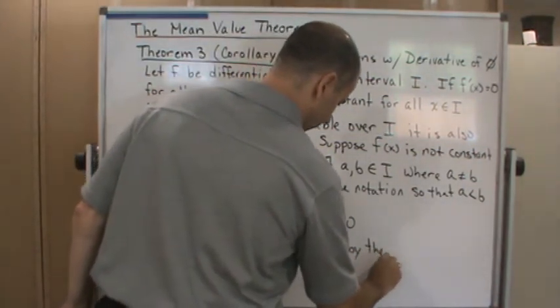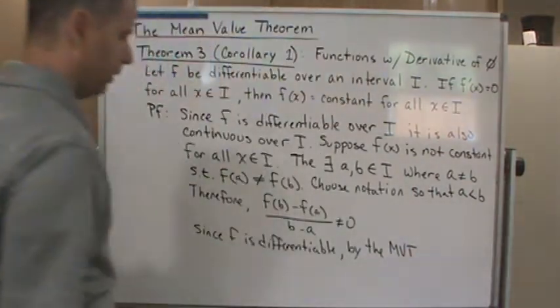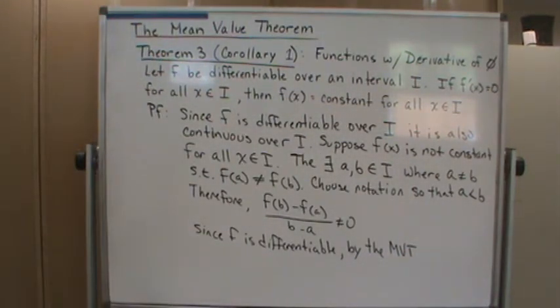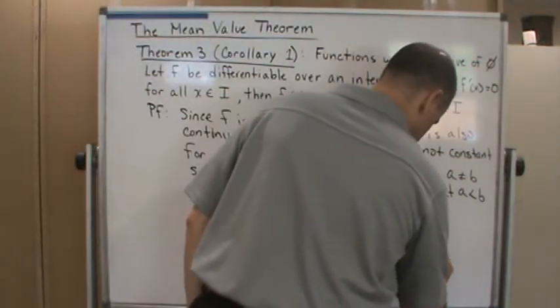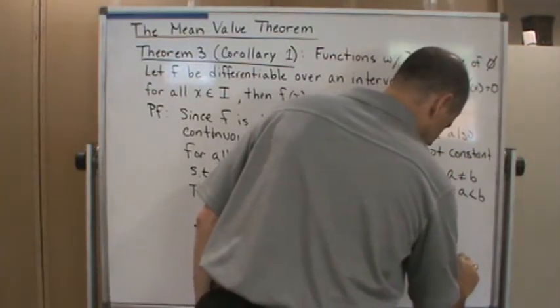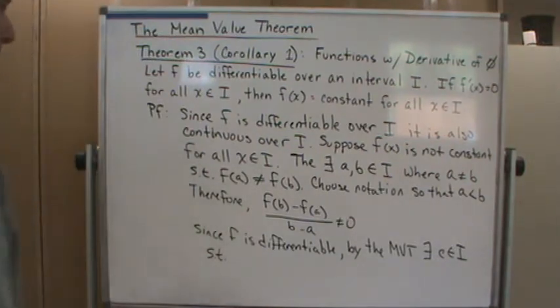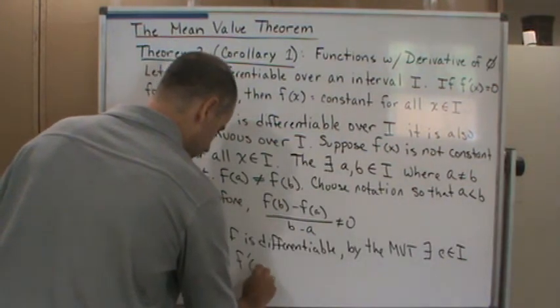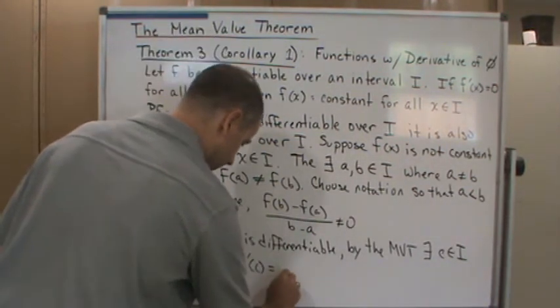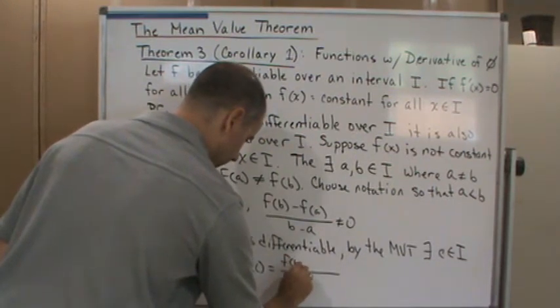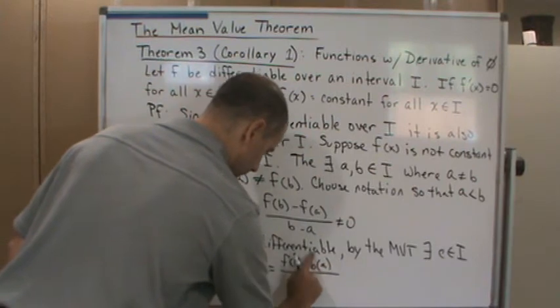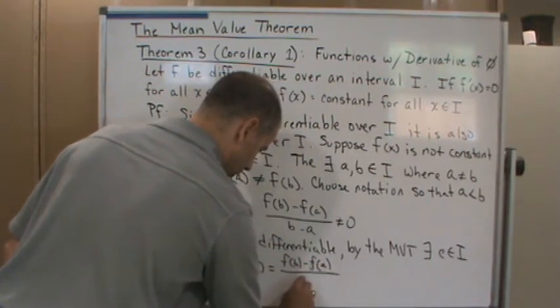by the mean value theorem, there must exist a C in I such that f prime of C is equal to f of B minus f of A over B minus A.